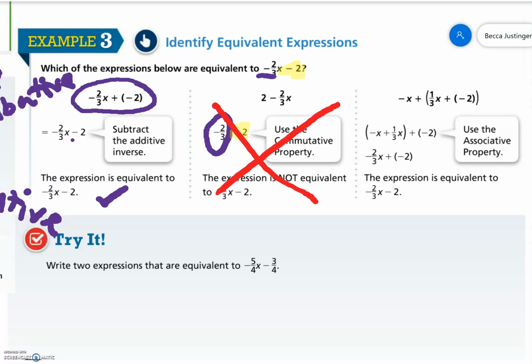Last but not least, we're going to combine like terms here. We've got a negative x and a 1/3 x. We add those together, you get negative 2/3 x, because negative x is really like saying negative 3 over 3x. And then we have plus a negative 2, which is the same thing as subtracting 2. So this one is equivalent.